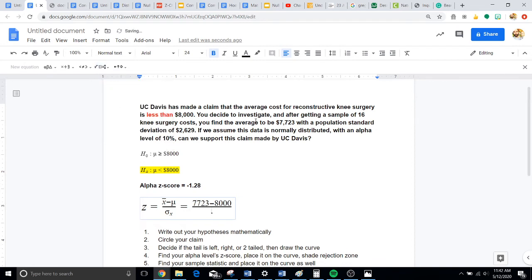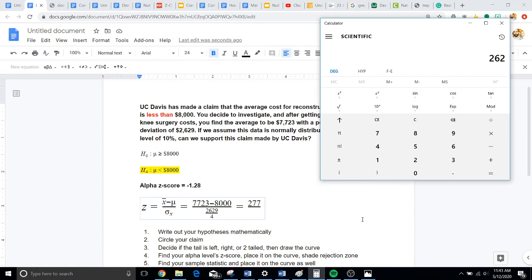So our standard deviation is going to be 2629. We're going to divide that by the square root of our n, which is 16. So that's the square root of 16, which is just 4. Let's find out what this equals. So on top we have 7723 minus 8,000, which is negative 277. And below that we're going to have 2629 divided by 4. Well, 2629 divided by 4 gives us 657.25.